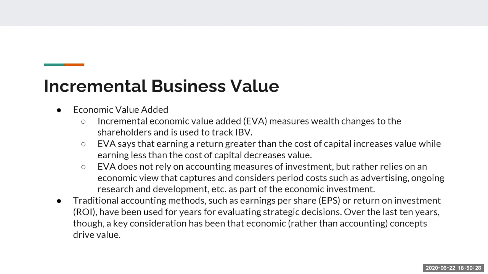And then EVA does not rely on accounting measures of investment, but rather it relies on an economic view that captures and considers period costs, such as advertising and ongoing research and development, as part of the economic investment. The point at the bottom is stating that traditional accounting methods, some of those being earnings per share, EPS, or return on investment, ROI, have been used for years for evaluating strategic decisions. However, over the last 10 years, the key consideration has been that economic concepts drive value rather than accounting methods.